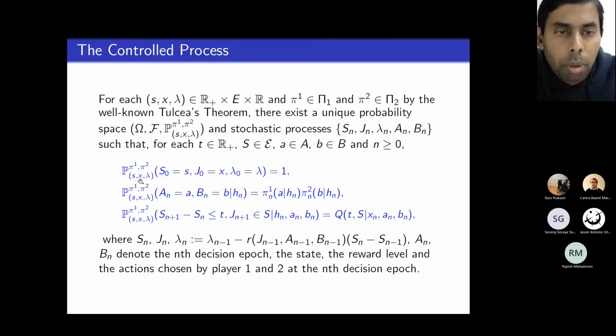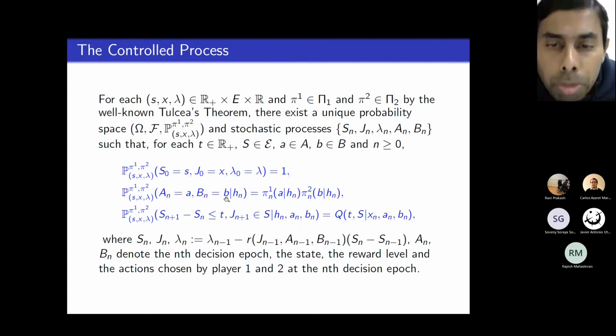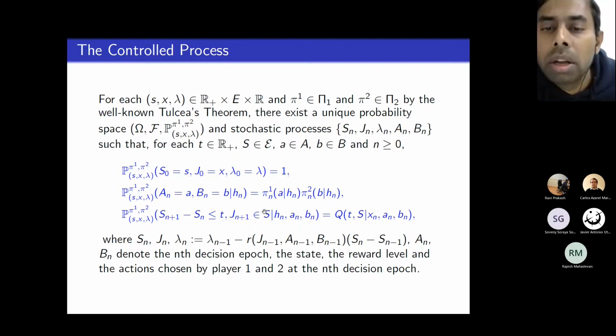So this probability says that basically you start from there. And now the probability that at time n, if the entire history is given by hn, the probability that player 1's action will be equal to A and player 2's action will be equal to B, is given by these pi n1 and pi n2. Because as I said, player 1 chooses action A with this probability, and player 2 chooses action B with this probability. So these are the policies.